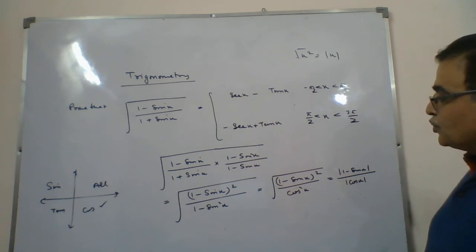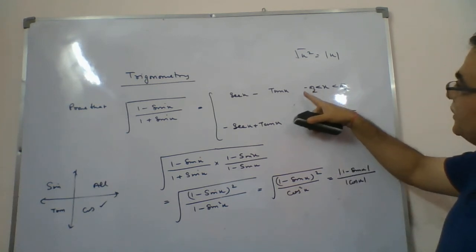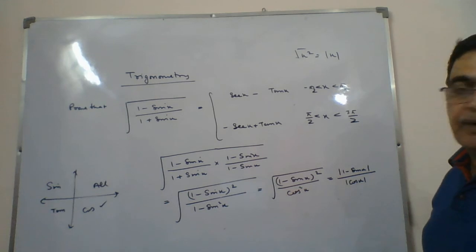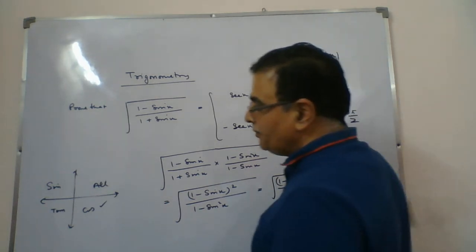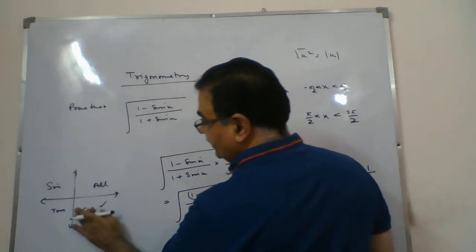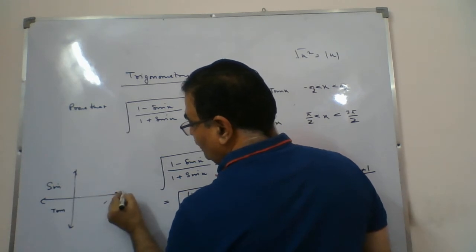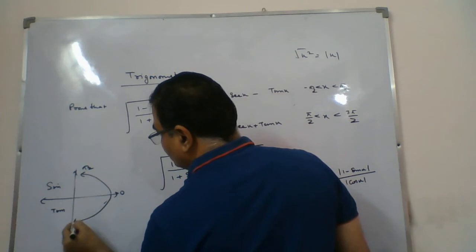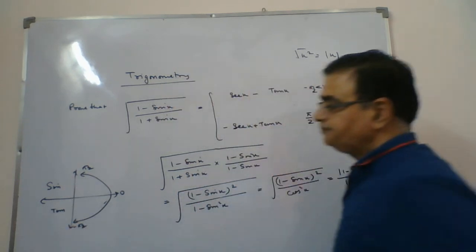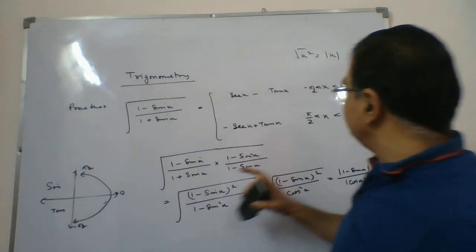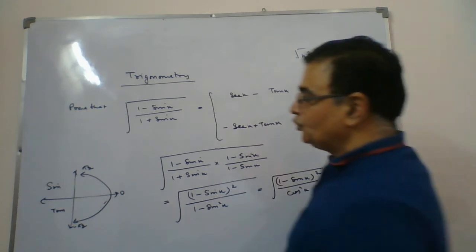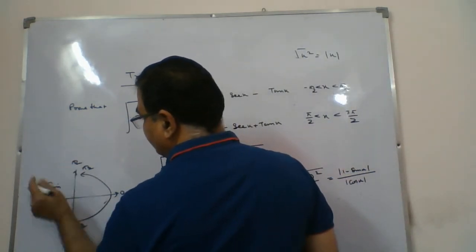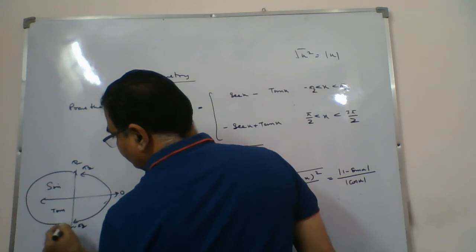Now one more thing you should remember, when x is between minus pi by 2 to pi by 2. Which quadrants will be minus pi by 2 to pi by 2? Check here. This is 0. If you go this way, it will be pi by 2. And this way, if you go, it will be minus pi by 2. And then the second one says pi by 2 to 3 pi by 2. So pi by 2 is here, and then 3 pi by 2 will be this way.